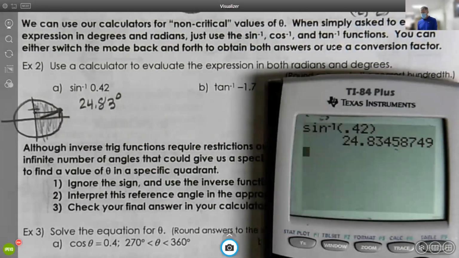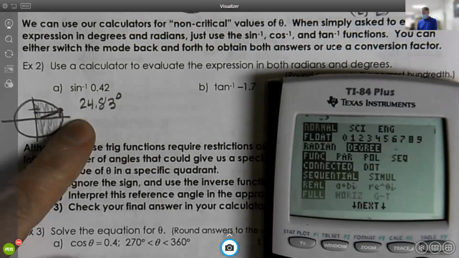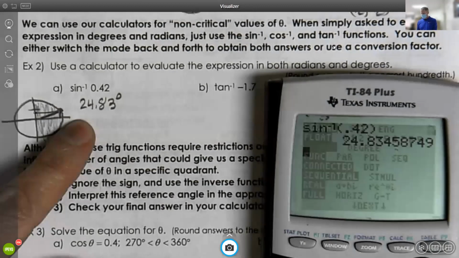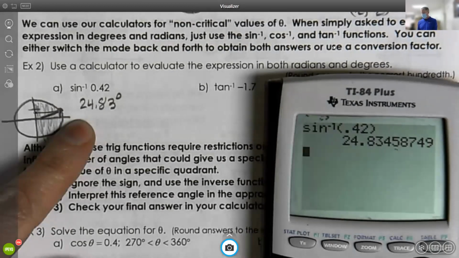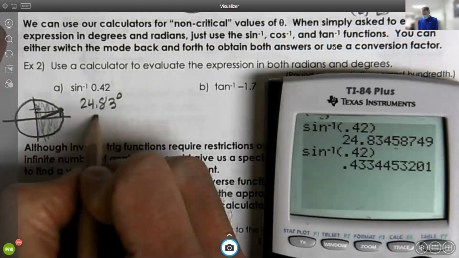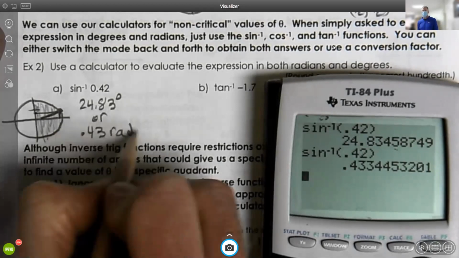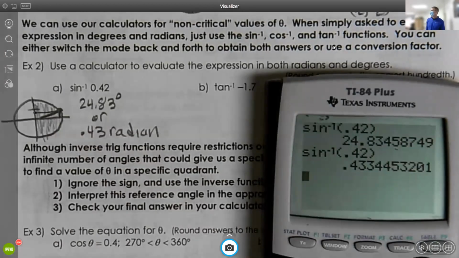And if you wanted to know what that was in radian, you would go to mode, go down to radian, and then you can just hit enter again, and it'll recalculate it using the current menu of radian, and that gives us 0.43 radian. And it's important for us to write the word radian, because we're usually not considering radian to be with pi and things like that.